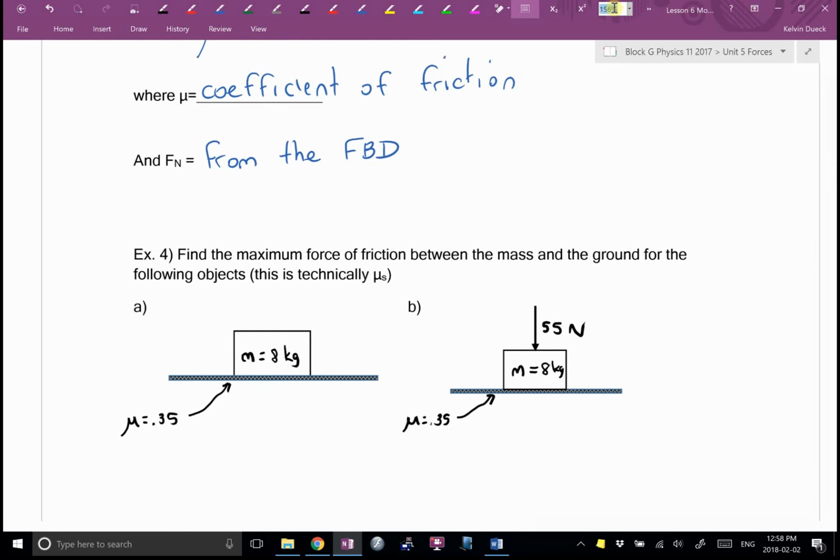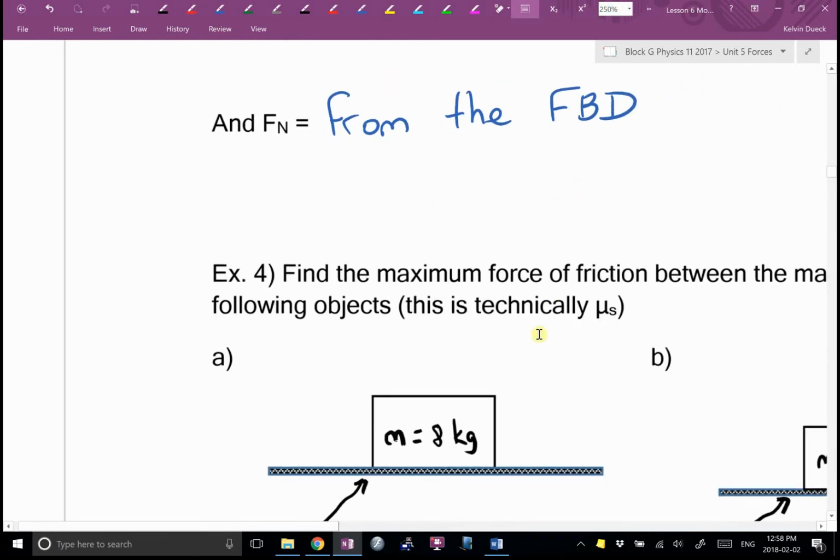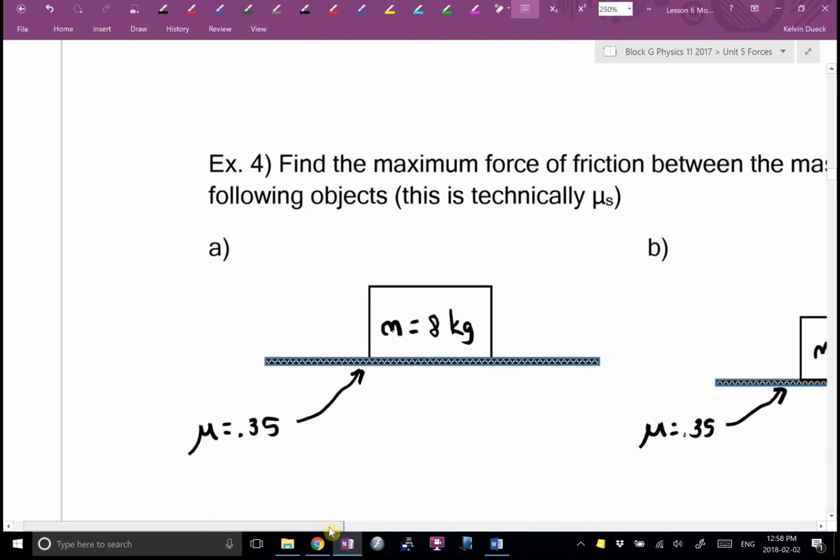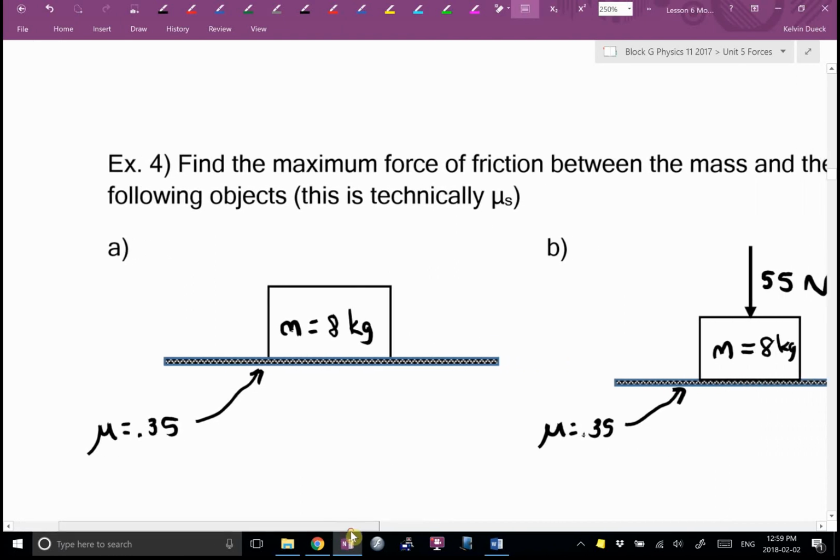Example 4 says this. Find the maximum force of friction between the mass and the following objects. This is technically mu static. Okay. What are the forces acting on this object? Get the obvious one.